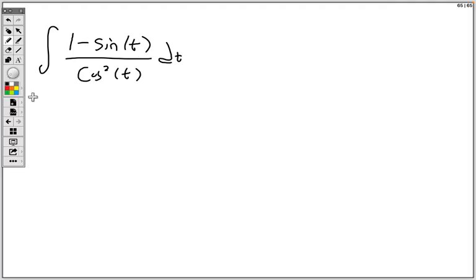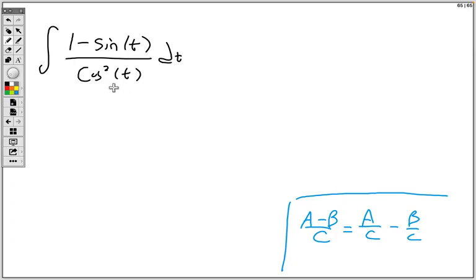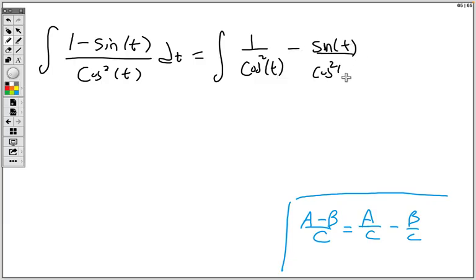And once again, we can use this. Once again, the book calls it separating numerators. We've got an a minus b over c, which we can write as a over c minus b over c. Once again, we're really just distributing 1 over cosine squared here. But we could rewrite this as 1 over cosine squared of t minus sine of t over cosine squared of t dt.